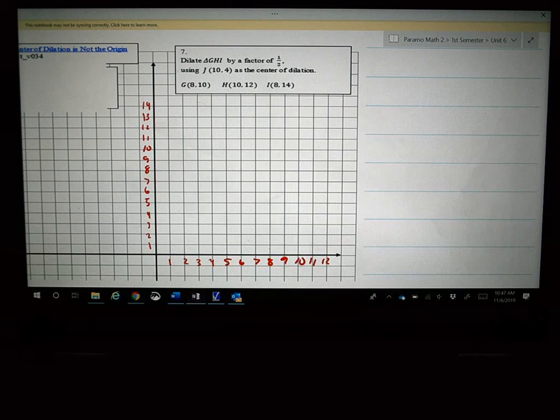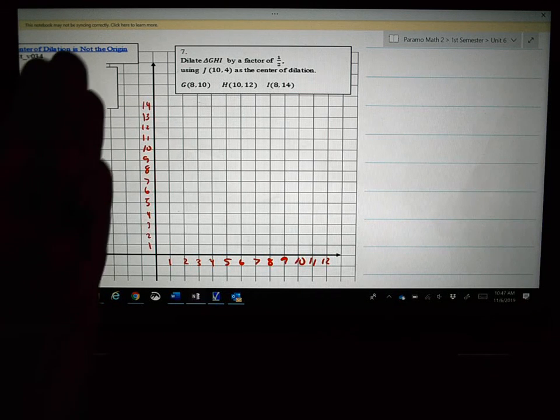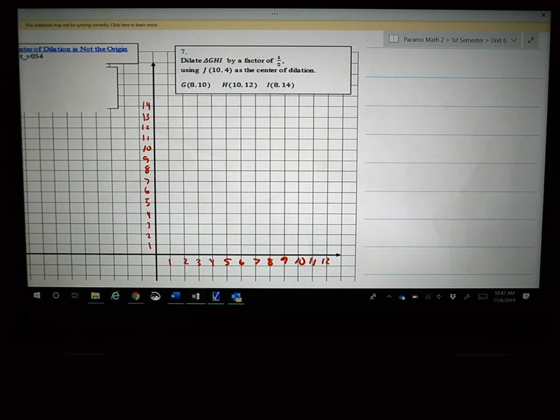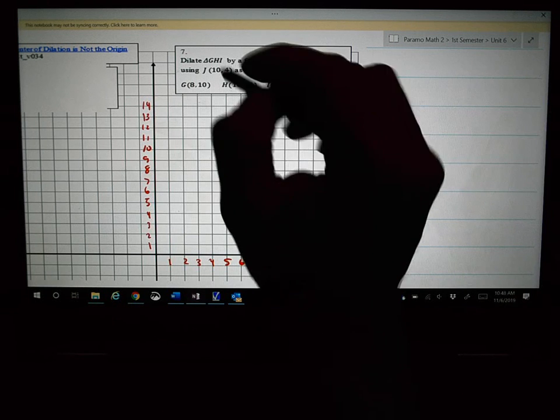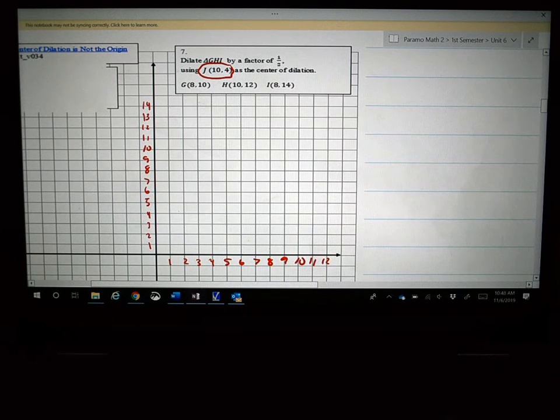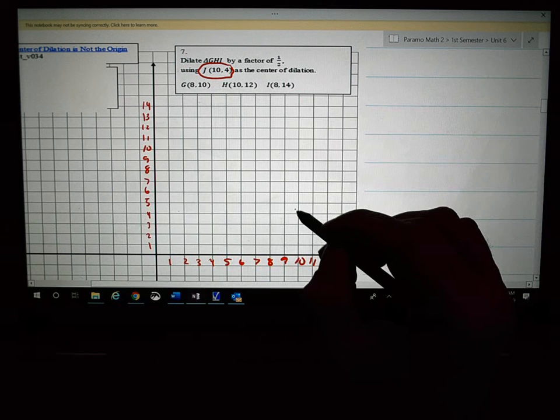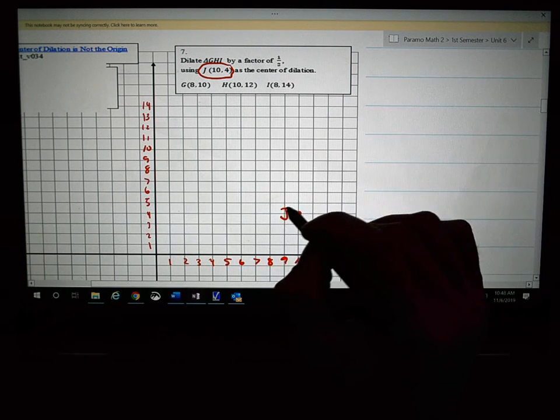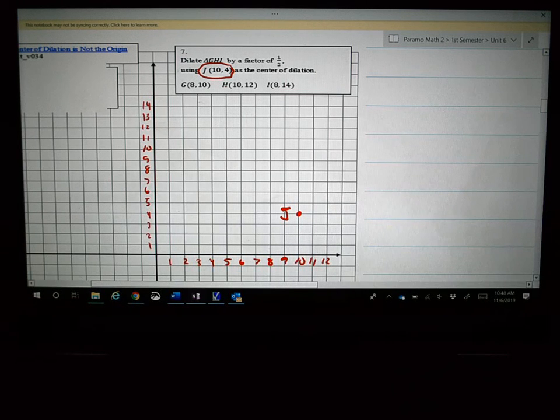Once you have your axes labeled, then what I would recommend that you do is figure out where your center is. Your center is the letter J. Letter J is at 10, 4. To the right 10, up 4 is right here. Put a dot there, label it. I have to tell you, after looking at second period, they forgot to label their points. Label, what is this? This is J. This is your center.